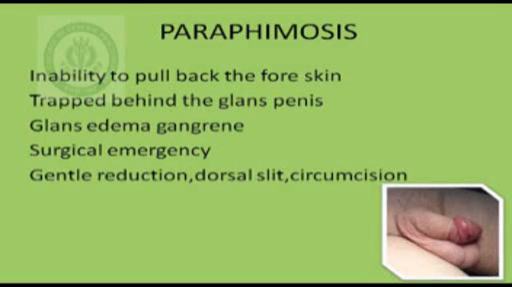Paraphimosis means inability to pull back the foreskin, which is trapped behind the corona of the glans. If it is left as it is, it may lead to gangrene of the glans. So, it is a surgical emergency requiring gentle reduction. In resistant cases, it may require a dorsal slit and circumcision.